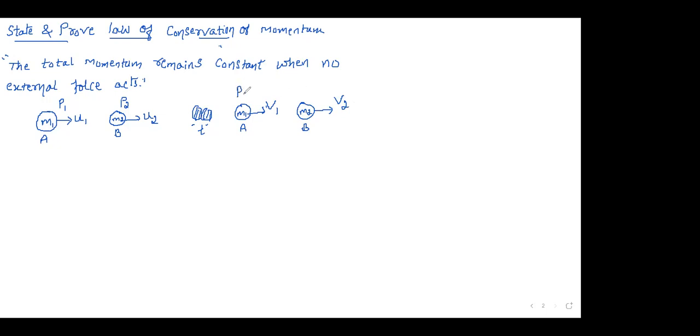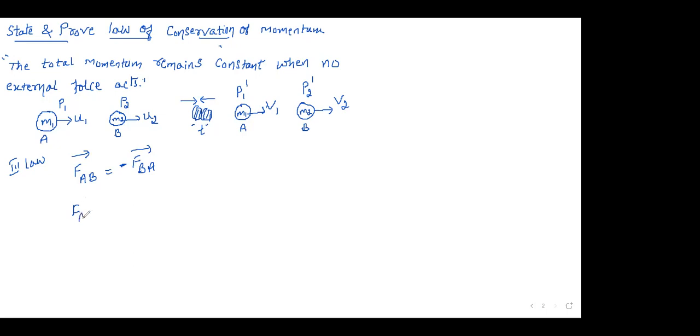Let us say P1 dash is the momentum of the body A after collision. P2 dash is the momentum of the second body after collision. Now, according to your third law of motion, when these two bodies collide, the force acting on the body A by the body B, and the force acting on the body B by the body A, must be equal and opposite. So I can write F_AB vector is equal to minus F_BA vector.